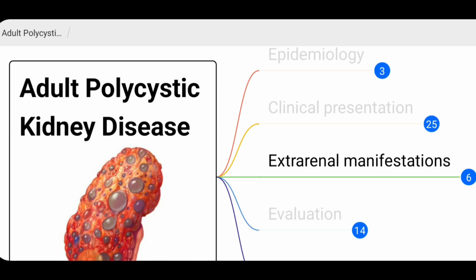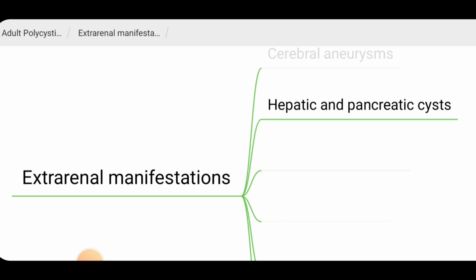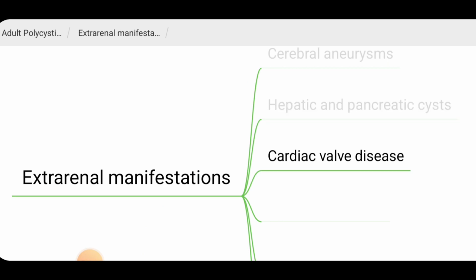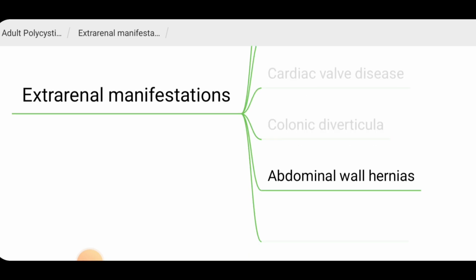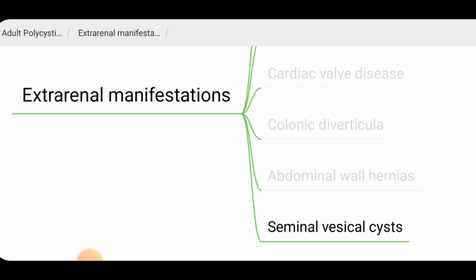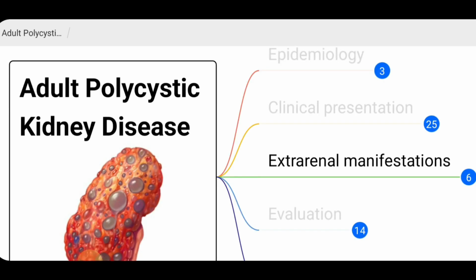And there are extrarenal manifestations as well. They can develop cerebral aneurysms, so they may develop intracranial hemorrhage. They may have hepatic and pancreatic cysts, cardiac valve disease, colonic diverticula, abdominal wall hernias, and seminal vesicle cysts. So these are some extrarenal manifestations.